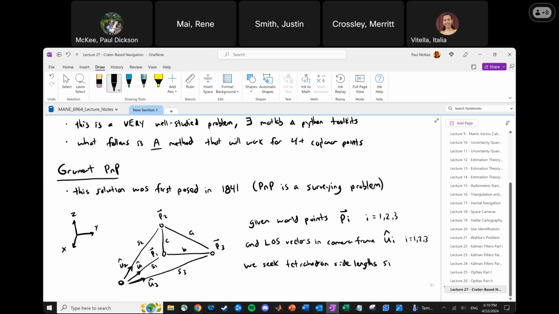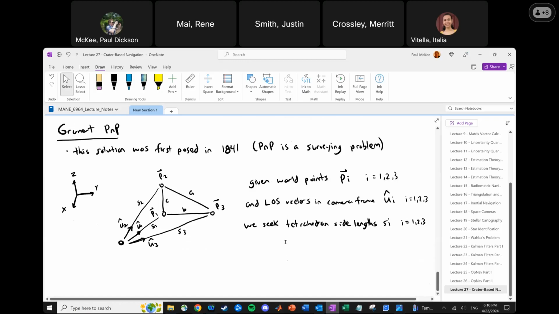S1, I'll call this SI, where I is 1, 2, and 3. That's what we're after. That's the math problem. So the position of the world points in the camera frame is unknown. The position of the world points in the world frame is known, right? So really the unknowns are S1, S2, and S3.